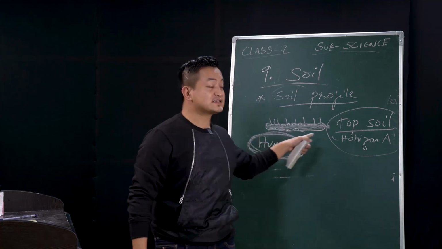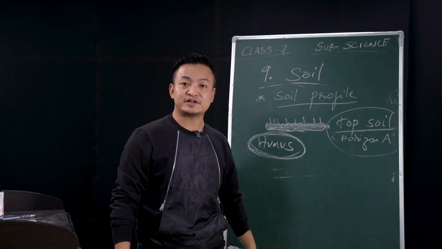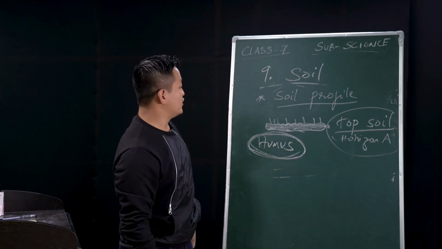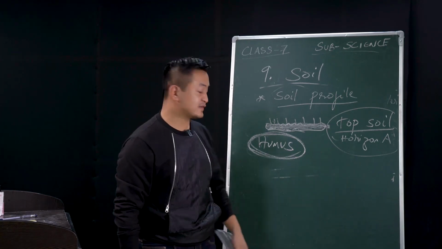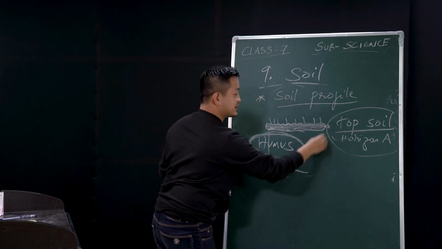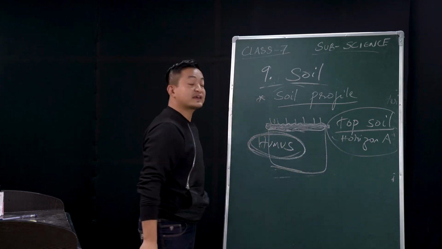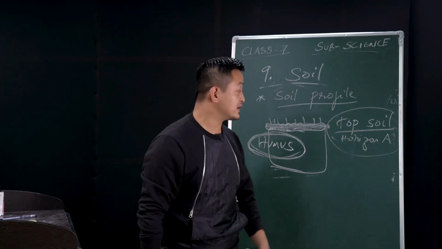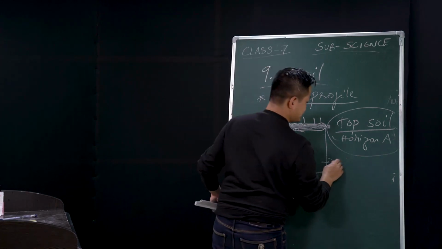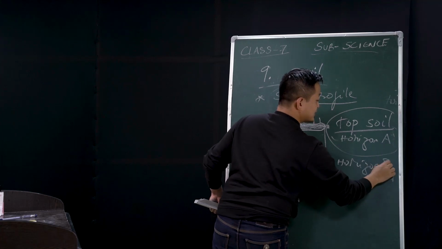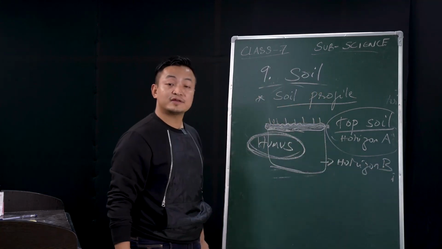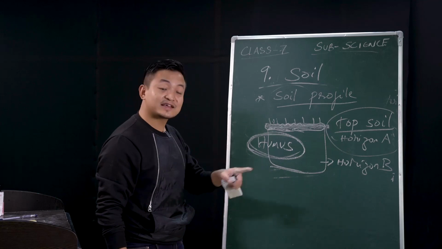And this soil is rich in nutrients. Clear? Okay, now we'll discuss the second type of soil. The second type of soil is also known as horizon B. Okay? Horizon B, or the other word for the second layer of soil.